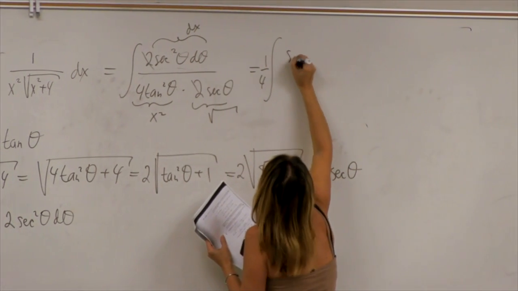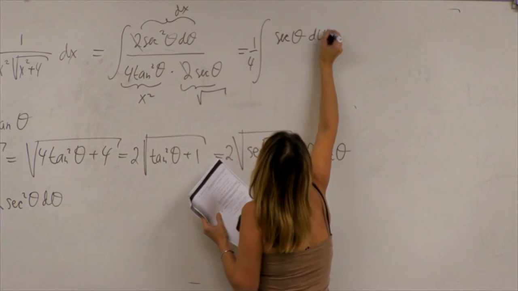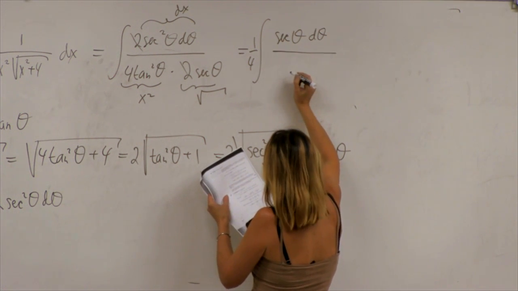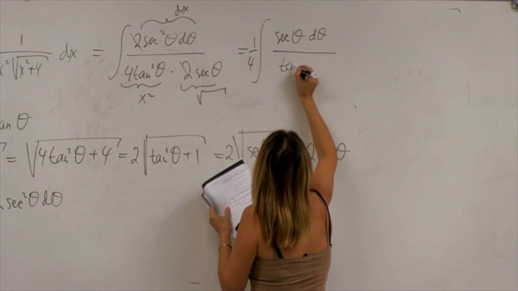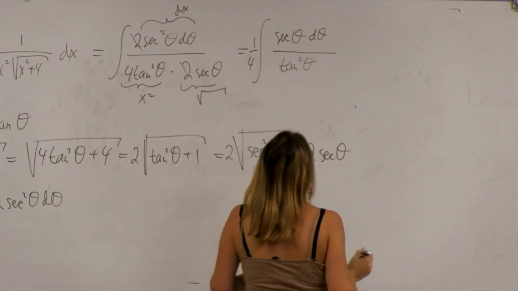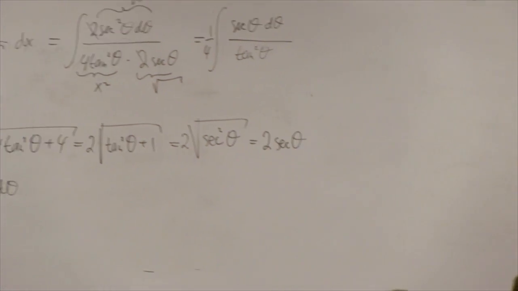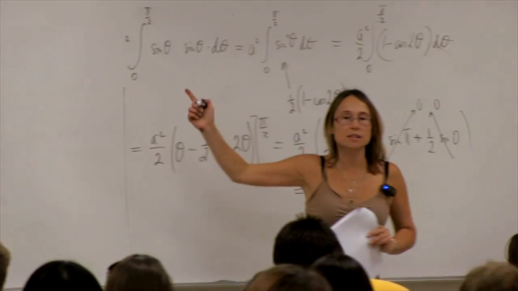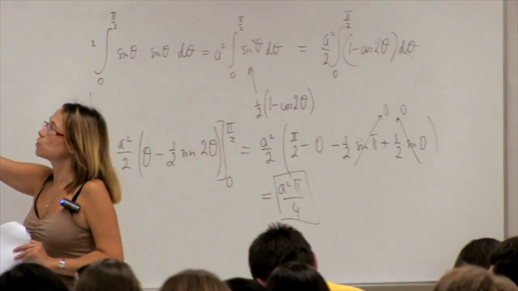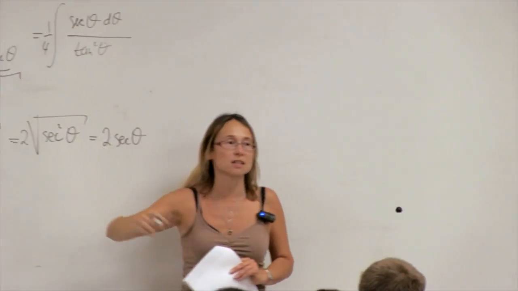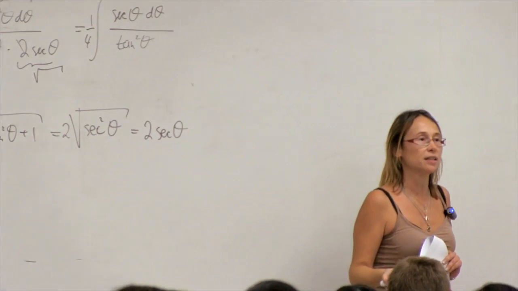Secant cancels. And I have tangent squared at the denominator. Okay. So this doesn't look familiar, but it doesn't look so bad. In this case, it pays off to remember what secant is and what tangent is in terms of sine and cosine.